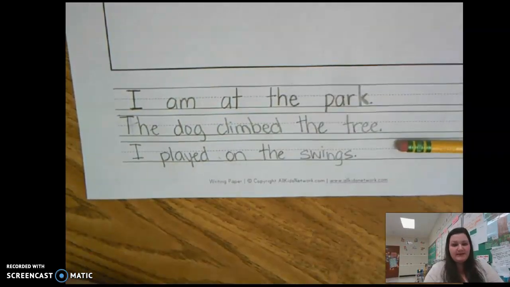All right, now I want you to try. You are going to write a sentence. I'm going to say a sentence and you're going to write it for me, okay? Let's see. The cat is in the tree.